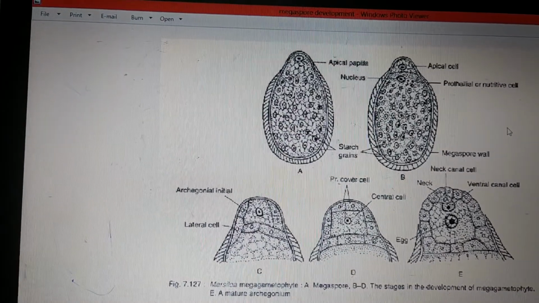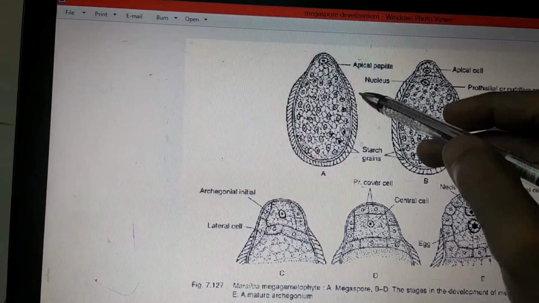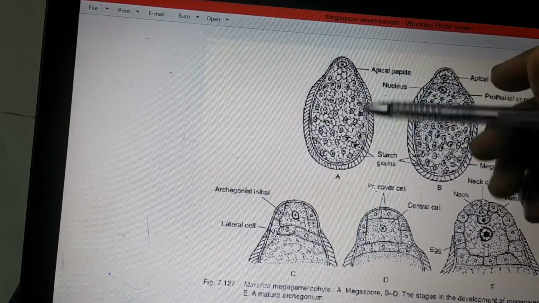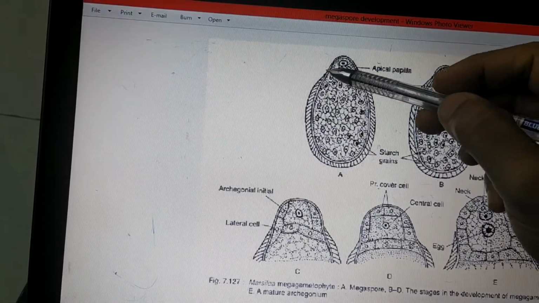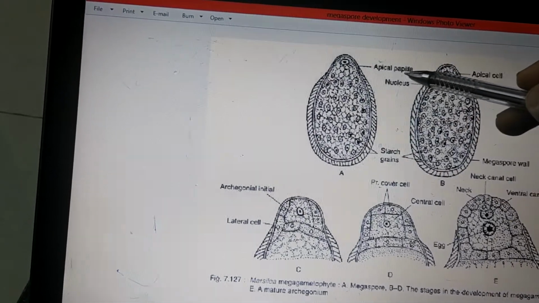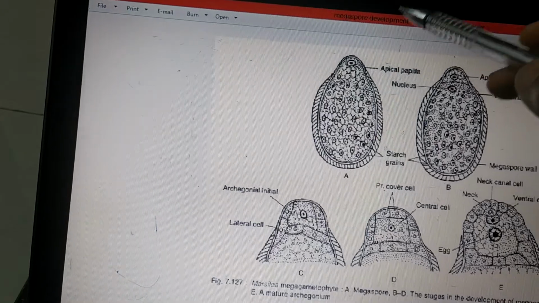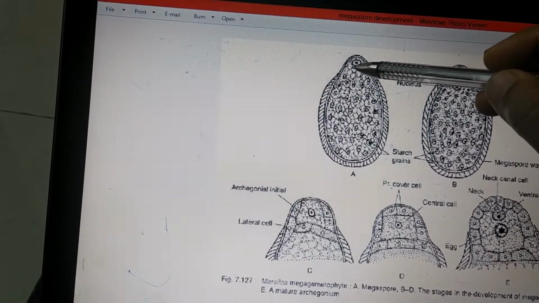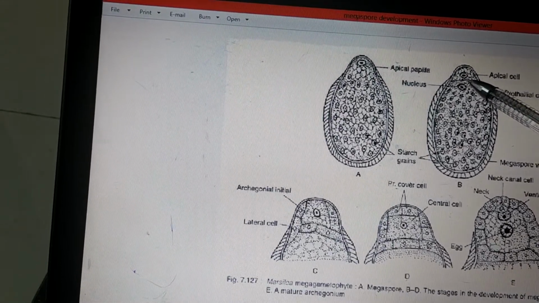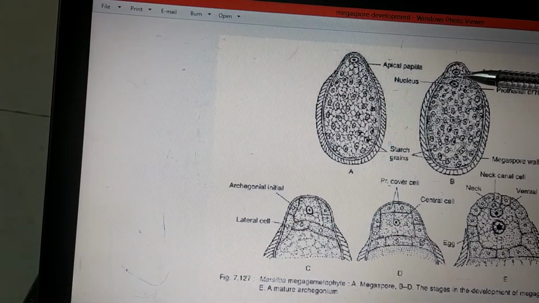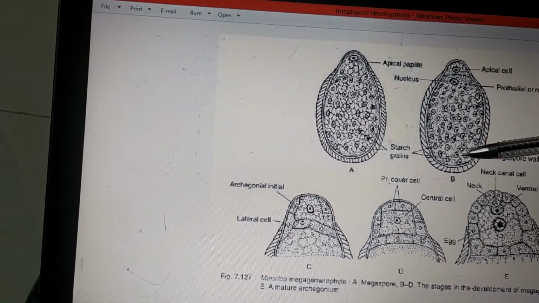Imbibition of water not only forms the mucilaginous mass around this wall. Apart from this, there is an expansion in the megaspore, leading to formation of a small protuberance at the tip. This small protuberance is called the apical papilla. Here is where the nucleus is present. Now, the nucleus of the apical papilla will undergo first transverse division, leading to formation of two cells, that is the smaller apical cell and the larger prothelial cell.